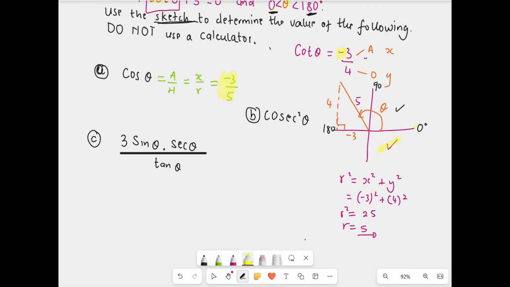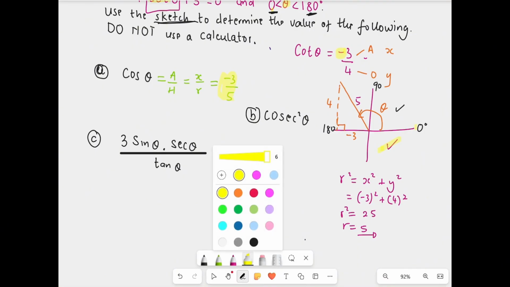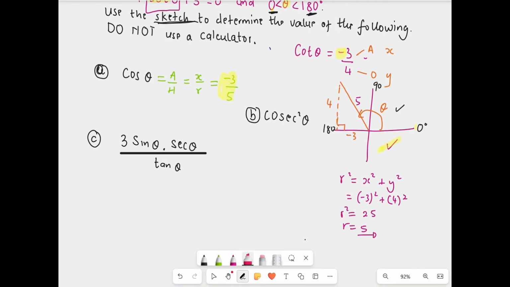And then b, we are required to find the value of not cos, but cosec squared theta. You need to remember the definition. Remember the definition.